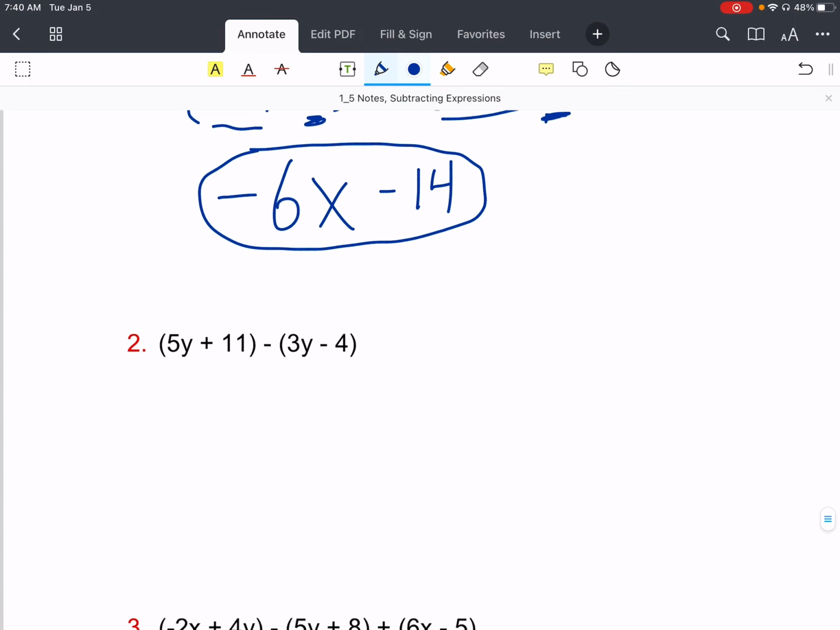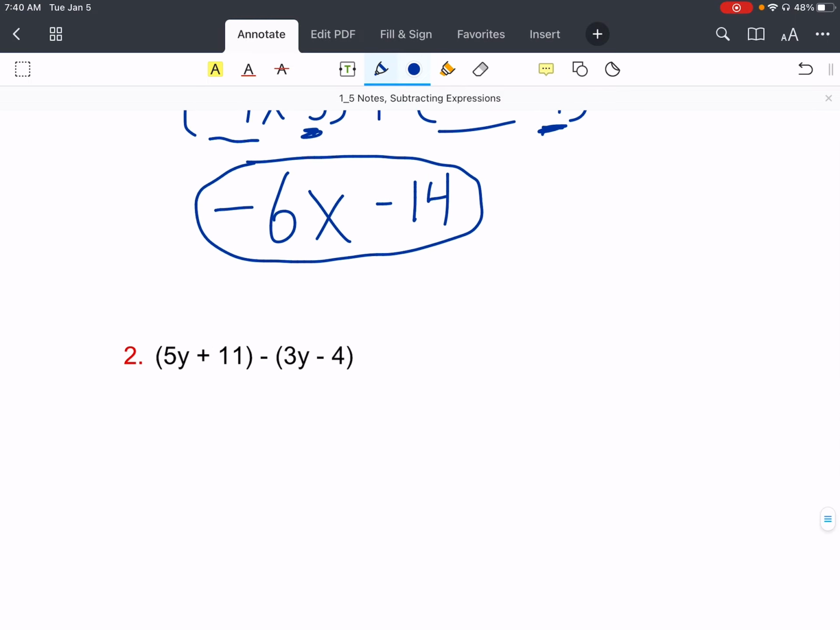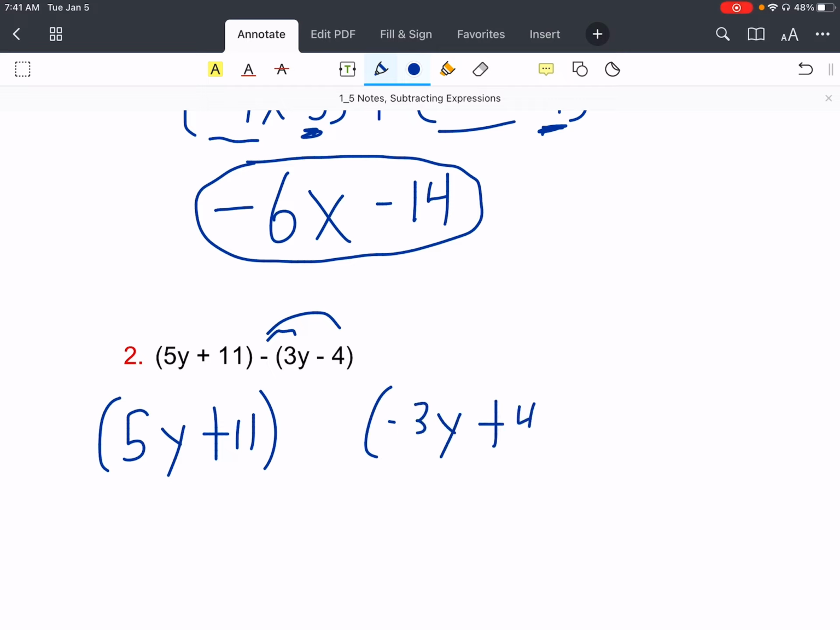All right. Again, we have a negative term. Our first term, the 5y plus 11, that's just going to stay the same. So that is a positive term. And we are multiplying our negative 1 by everything inside the parentheses. So that's going to leave us with a negative 3y and a positive 4. So you can just think of that as switching the sign of everything inside that parentheses.